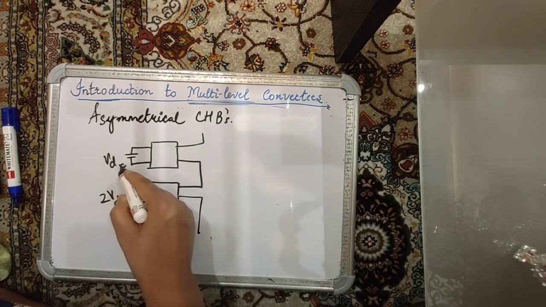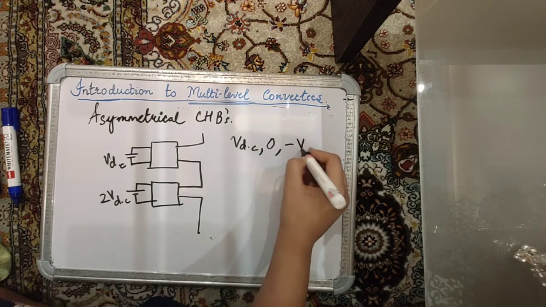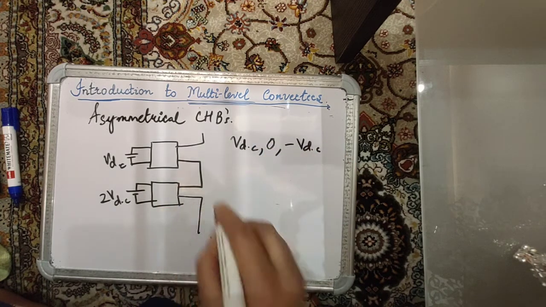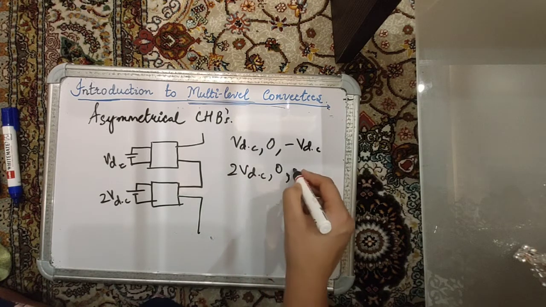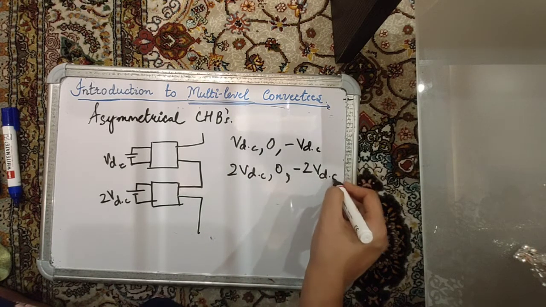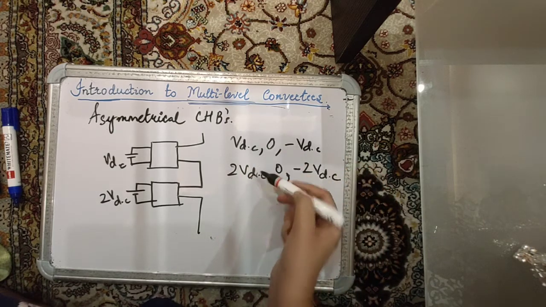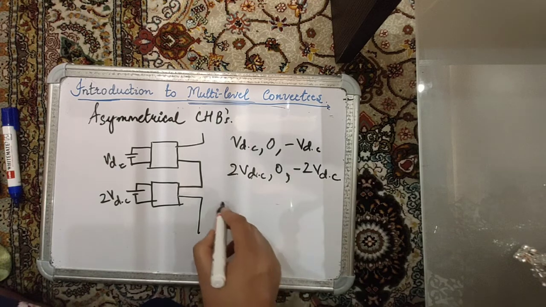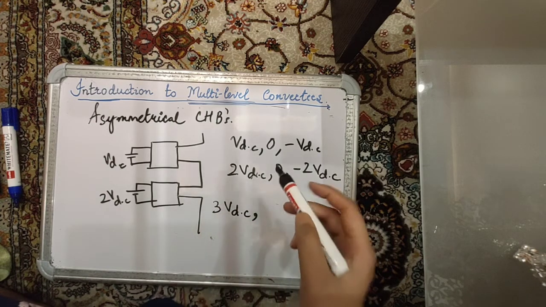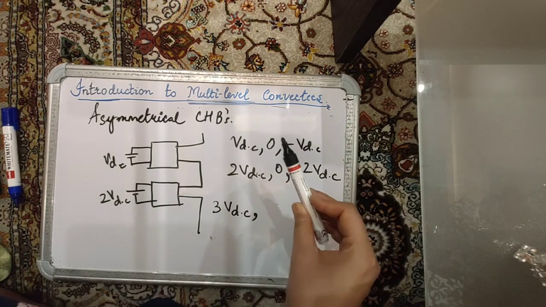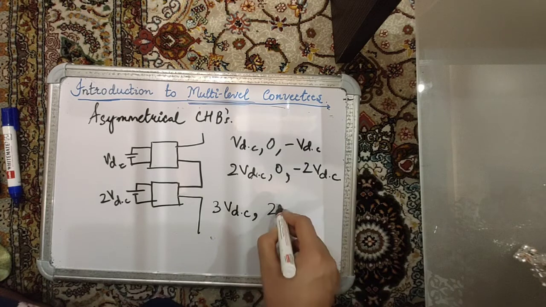ठीक है, इस इन्वर्टर का आउटपुट हो सकता है VDC, 0 and -VDC, और इस इन्वर्टर का आउटपुट हो सकता है 2 VDC, 0 and -2 VDC, right? Now all these can add up in which configurations? VDC and 2 VDC can add up to become 3 VDC, right? VDC and 0 and 2 VDC can add up to become 2 times VDC.